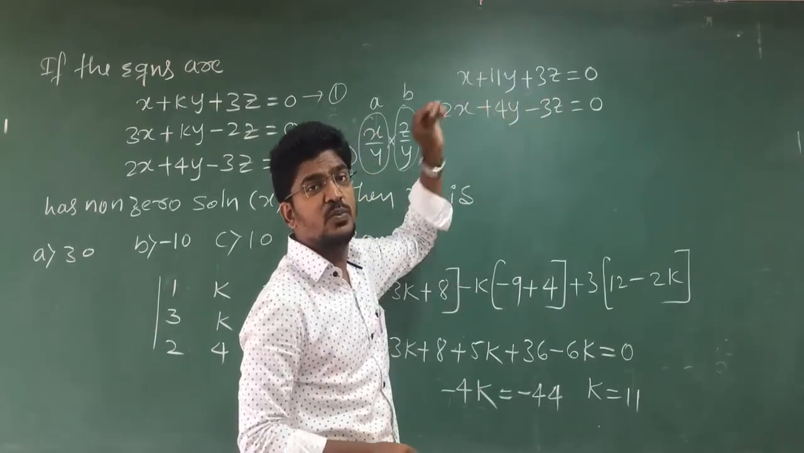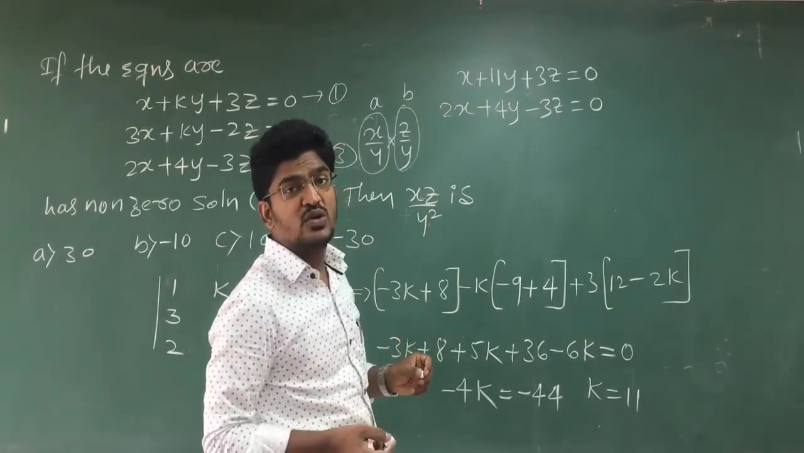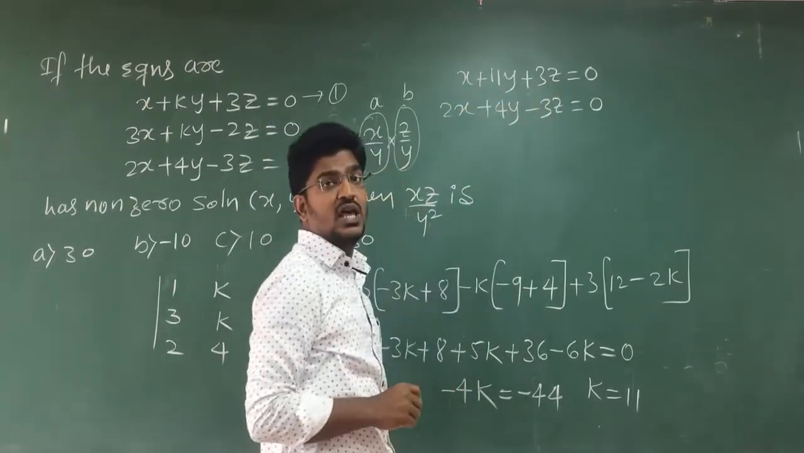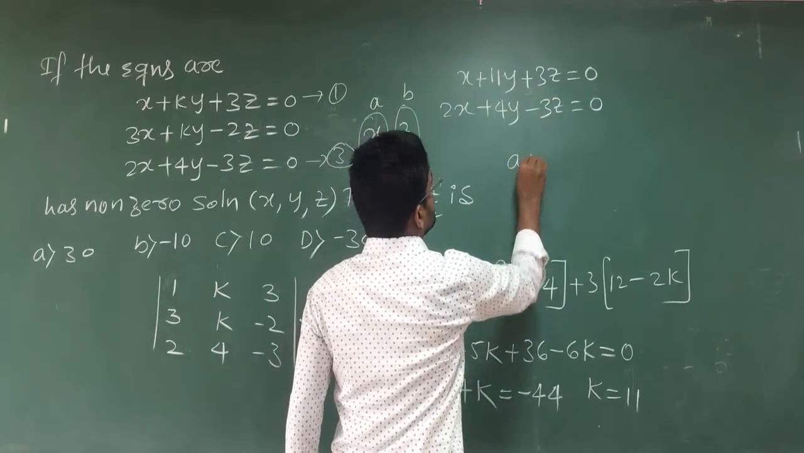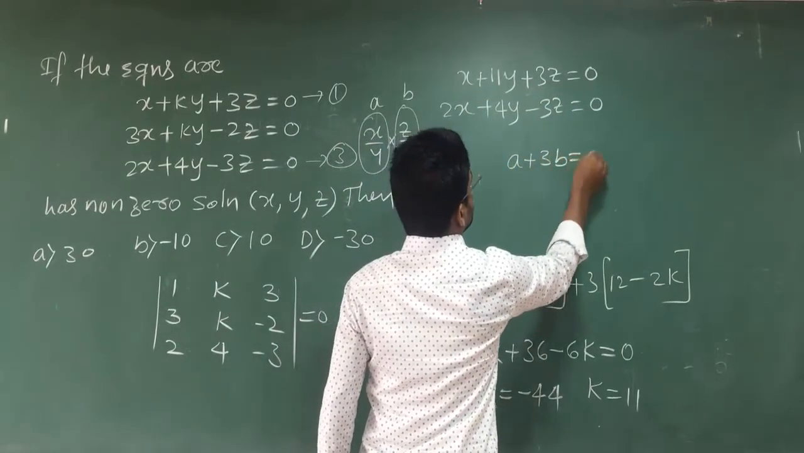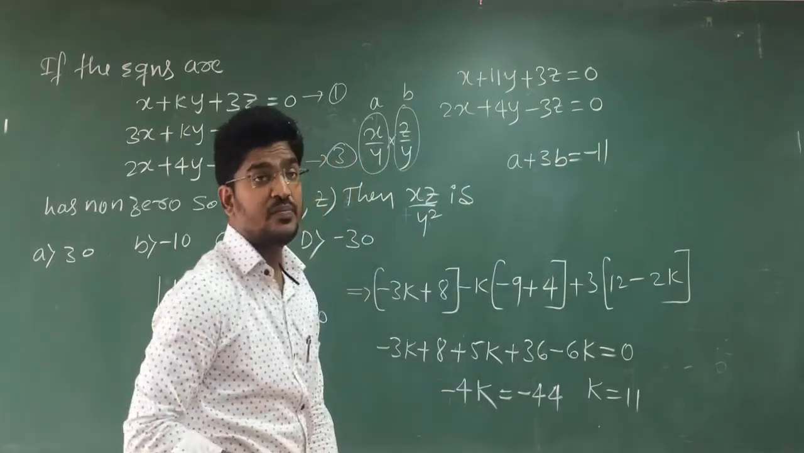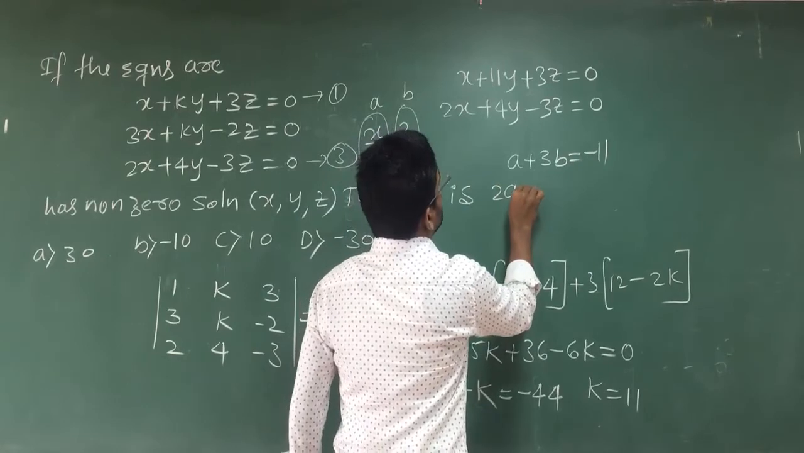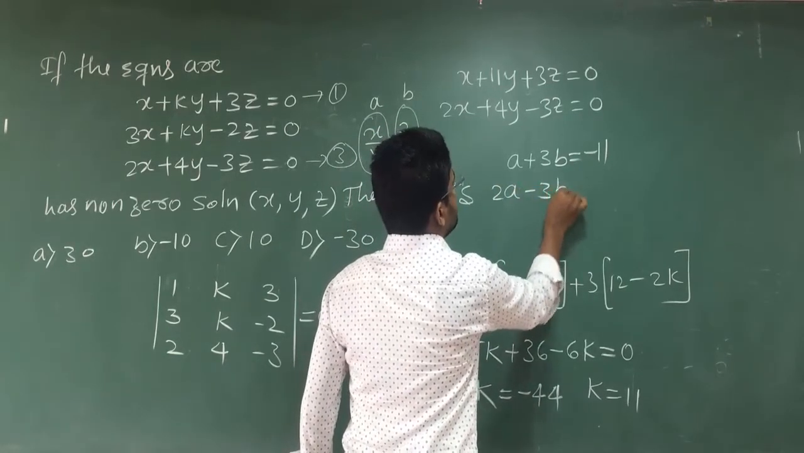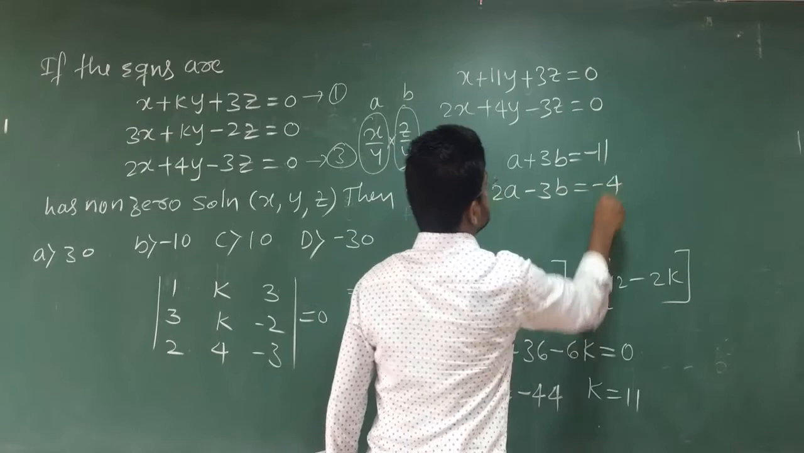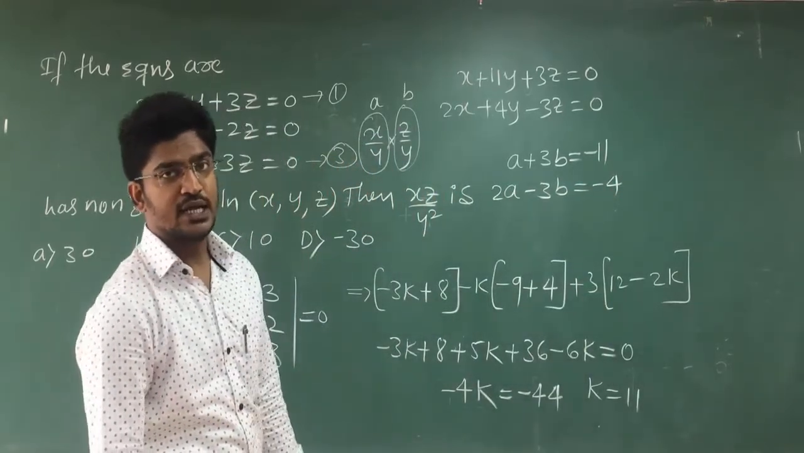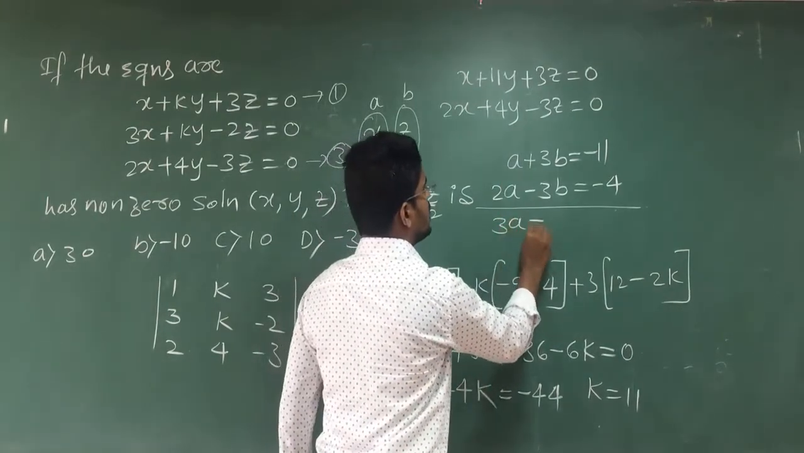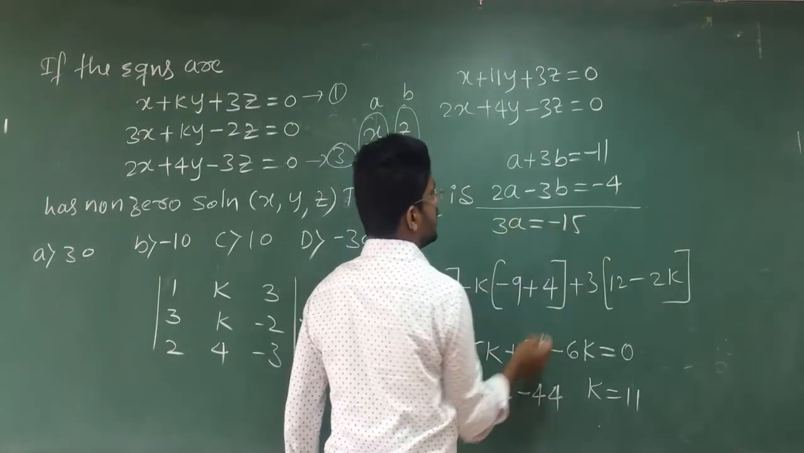Okay, here I will divide both the equations by y. If I divide both the equations by y, what are you going to get? X by y, 11, z by y. Clear? So that will be a plus 3b equal to minus 11. Clear? Next, 2a minus 3b equal to minus 4. These things you are going to get. Clear? So now if I add these two terms, I am going to have 3a equal to minus 15.